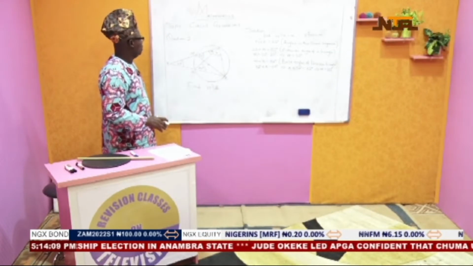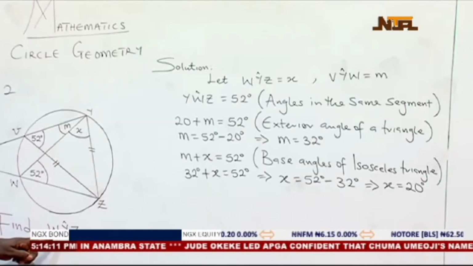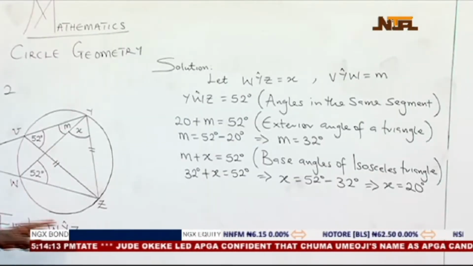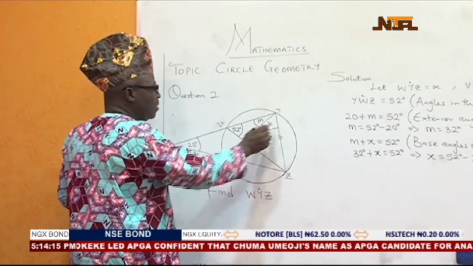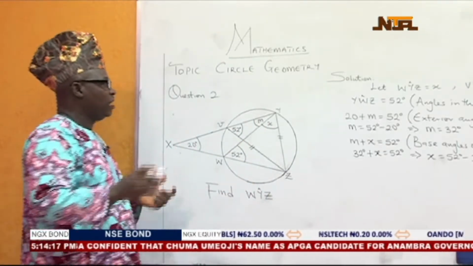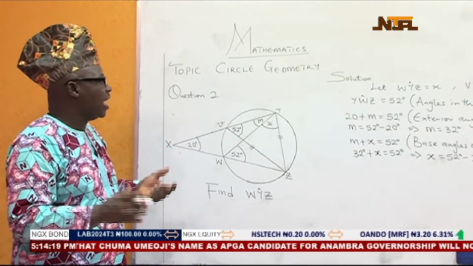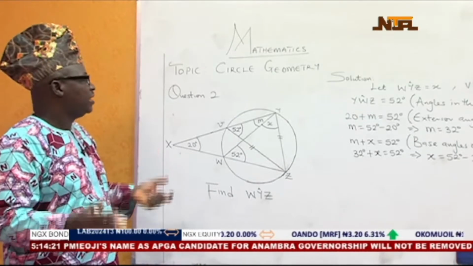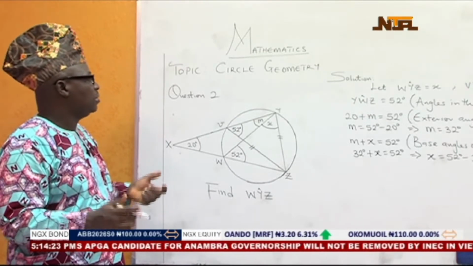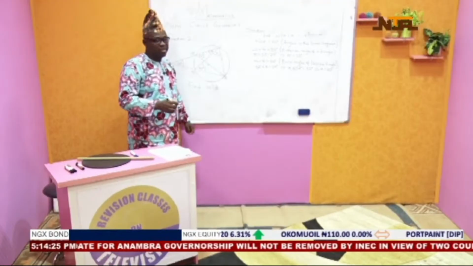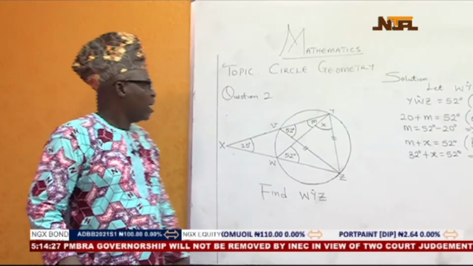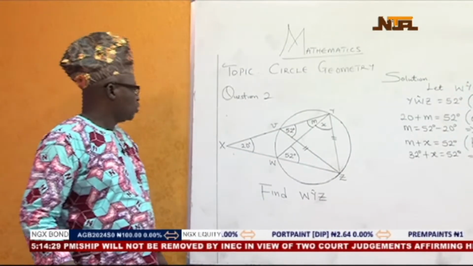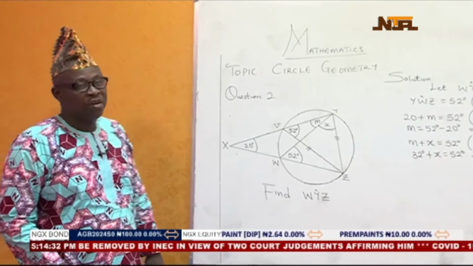In this question, we have been able to find angle WYZ, which we denoted by X. We have used the theorems involving angle in the same segment, exterior angle of a triangle, and then the base angles of an isosceles triangle. We have come to the end of this particular question number 2. We have been able to find the value of X.